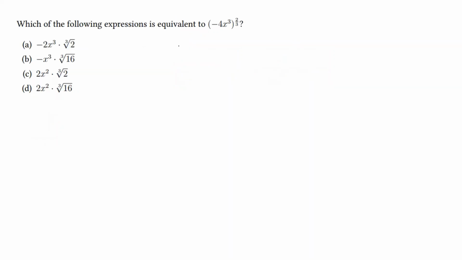We want to break this down with exponent rules so that we don't make a mistake. We have minus 1 to the 2/3 power times 4 to the 2/3 power times x cubed to the 2/3 power. The 2/3 power applies to all of the terms in parentheses because they are multiplied together. This would not be the case if they had been added to each other.